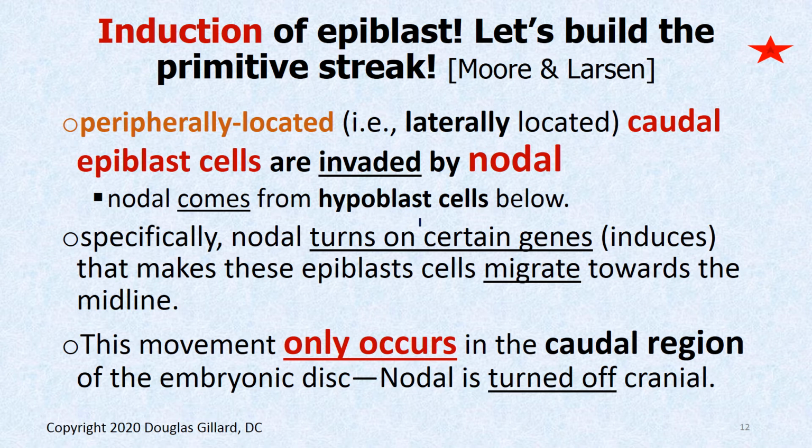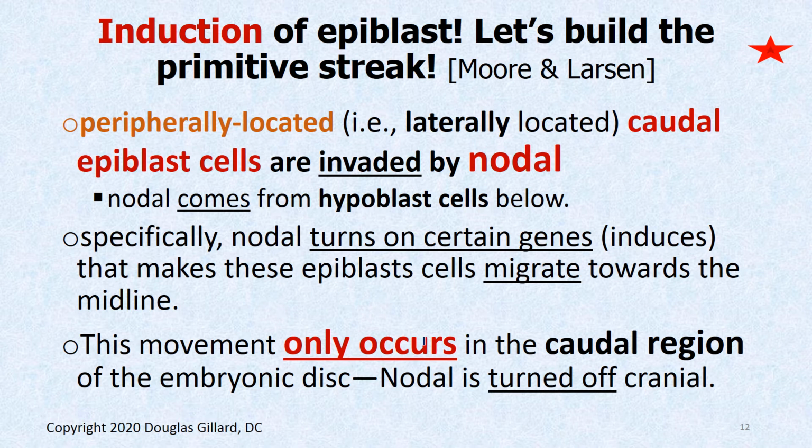Okay, so nodal comes, let's see, where are we? Peripherally located, yep, so the laterally located epiblast cells are infiltrated with nodal. Nodal gene is turned on. And the nodal comes from the hypoblast cells below. So it kind of soaks into the epiblast cells. Specifically, nodal turns on some genes that induce these epiblast cells to migrate. They actually break their bonds and they migrate to the midline.